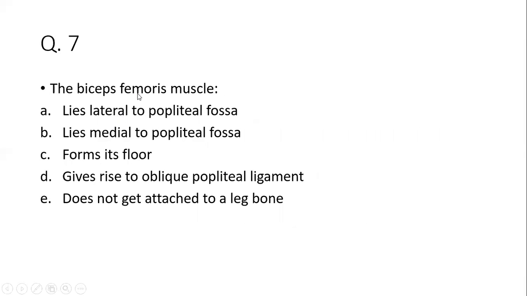Question number 7. The biceps femoris muscle: lies lateral to popliteal fossa, lies medial to popliteal fossa, forms its floor, gives rise to oblique popliteal ligament, does not get attached to a leg bone. Again, one of those questions where you are supposed to pick up the single best option.